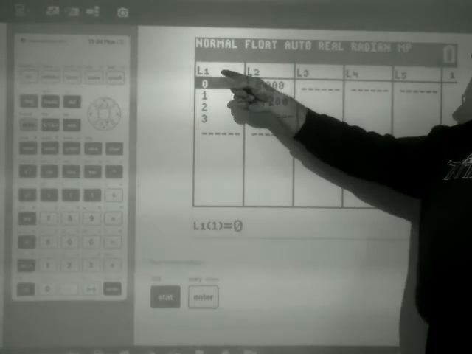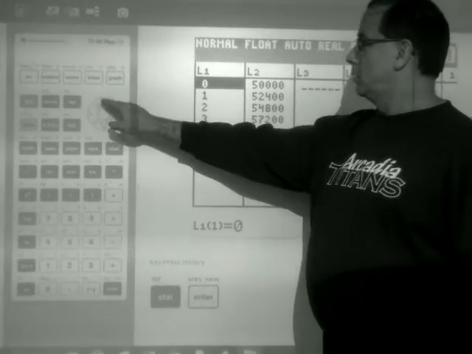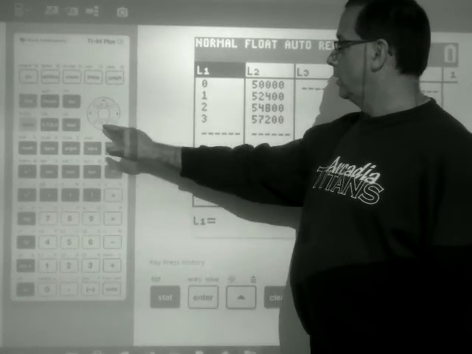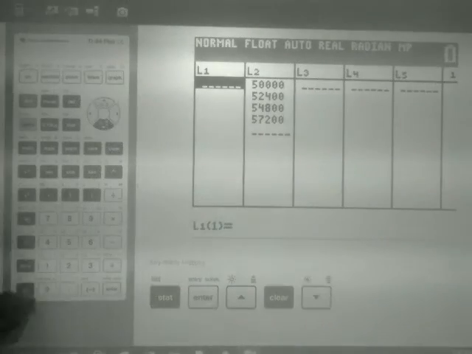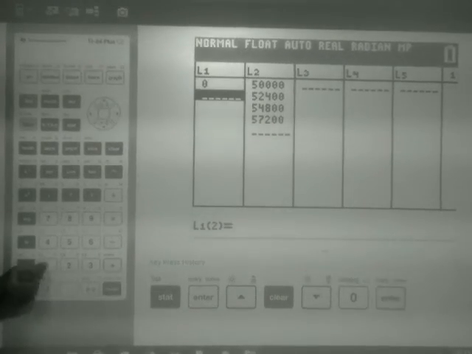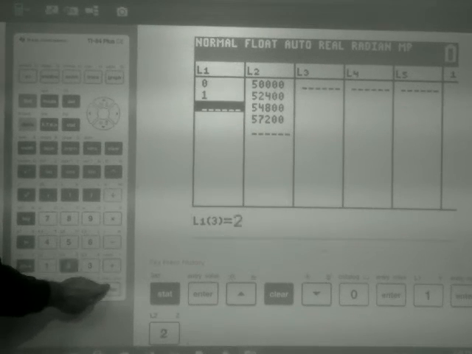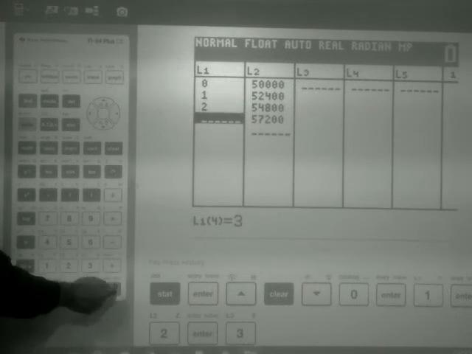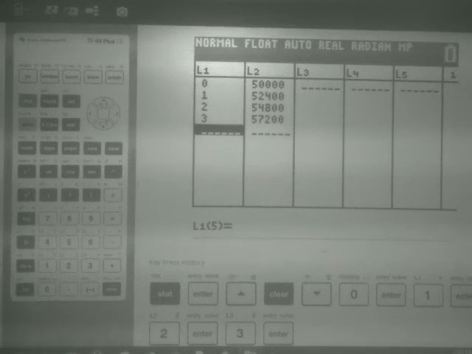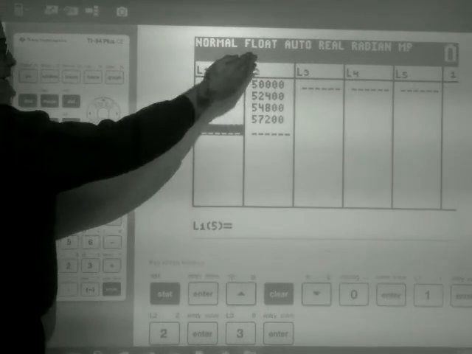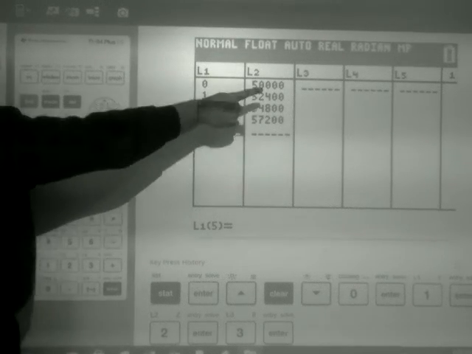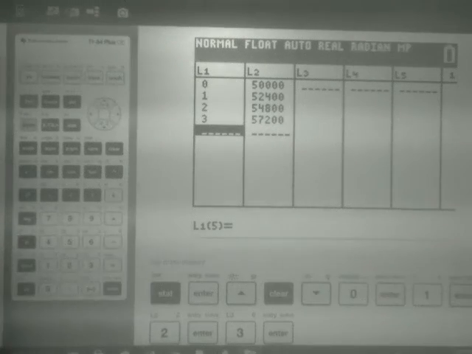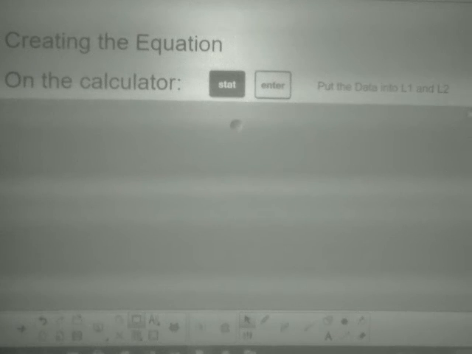So if you remember, we go up, clear, and come down to clear a list if you needed to. I'm going to put the numbers back in for this problem though. So 0, 1, 2, 3. I just have a little example here. So I put my data into list 1 and list 2. I put my X stuff in list 1 and my Y stuff in list 2.